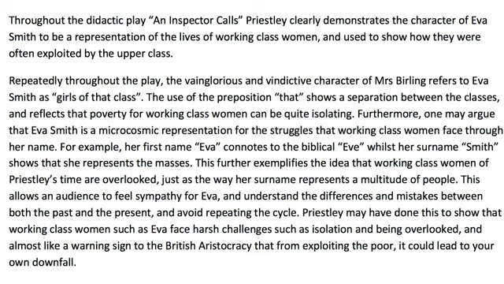Priestley may have done this to show that working class women such as Eva face harsh challenges such as isolation and being overlooked, and almost like a warning sign to the British aristocracy that from exploiting the poor it could lead to your own downfall.